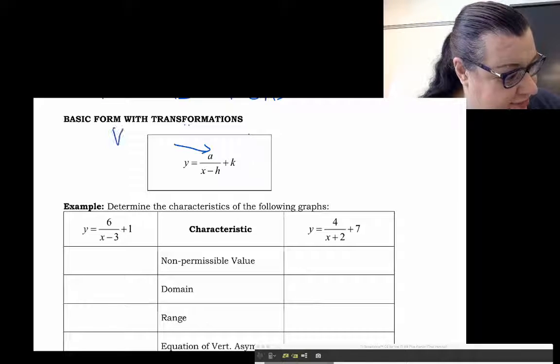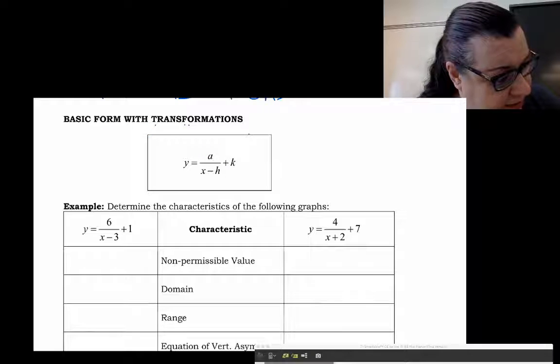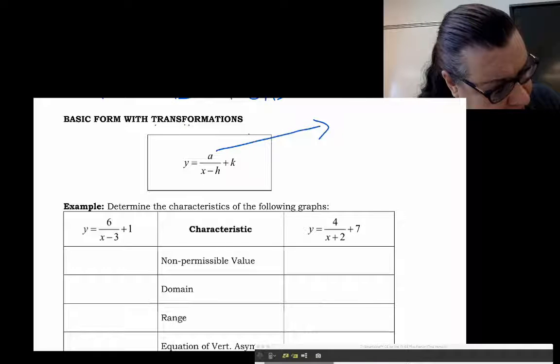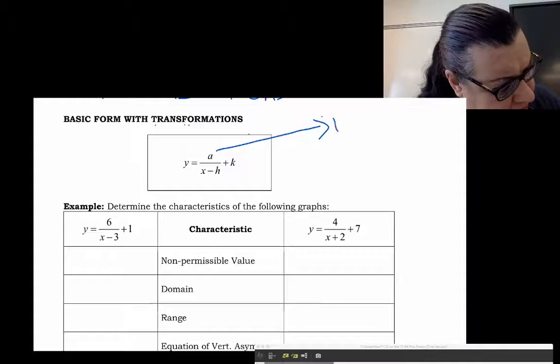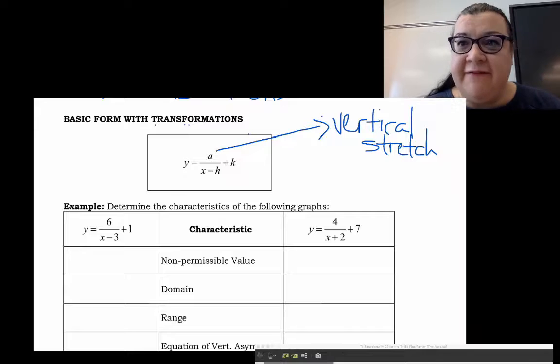So this is our vertical stretch. Maybe I'll just write them over here. So A is our vertical stretch. Okay, and it's of course by a factor of A.